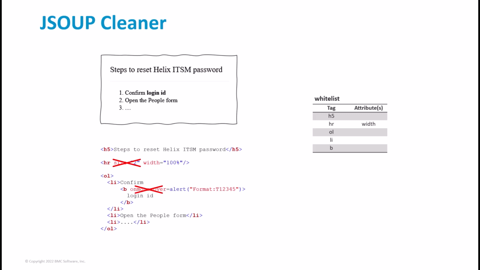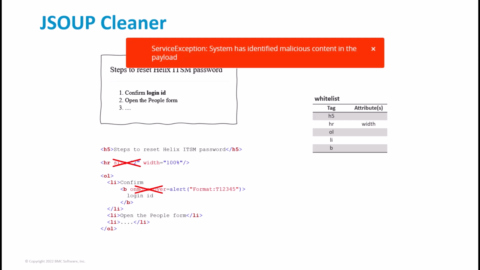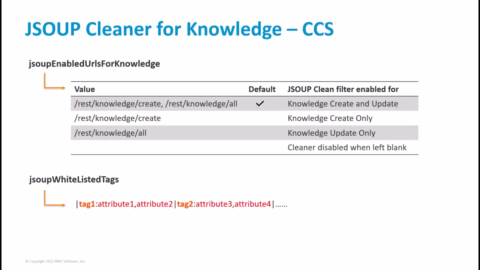In such cases, the validation of the content fails and the service exception error indicating that the system has identified malicious content in the payload will be displayed, preventing the save. To configure this new functionality, SmartIT provides the following centralized configuration parameters.